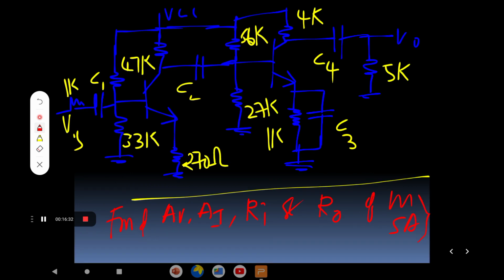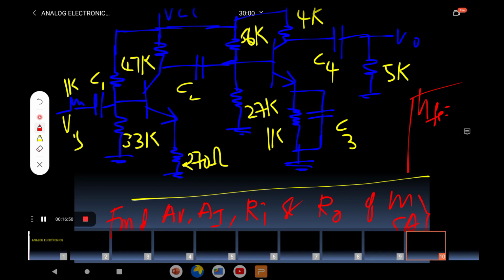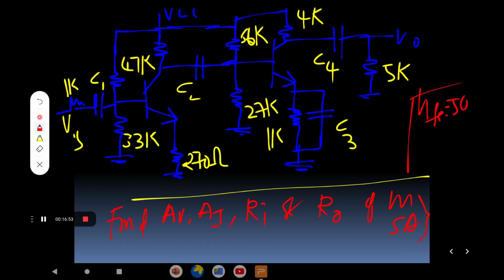Okay, so this is a problem. In this problem, they mentioned to find the AV and AI, RI and R0 of a multi-stage amplifier for the given circuit diagram. Apart from this, they mentioned some values: HFE is equal to 50, HIE is equal to 2K, and HOE is equal to 20 micro.